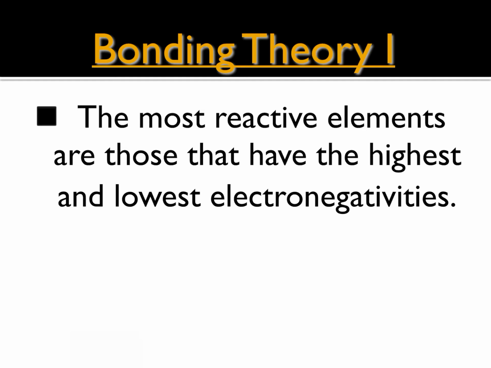Chemical reactivity. The basic periodic trend is that the elements with the highest and lowest electronegativities, when they interact with each other, are the most reactive. So we're looking at elements on the far left interacting with elements on the far right. Those are going to have high reactivities, which means they're going to produce a lot of energy when they react. So highly exothermic.